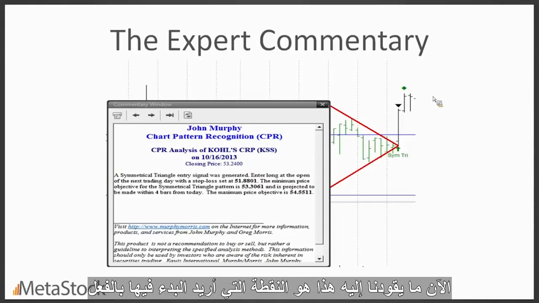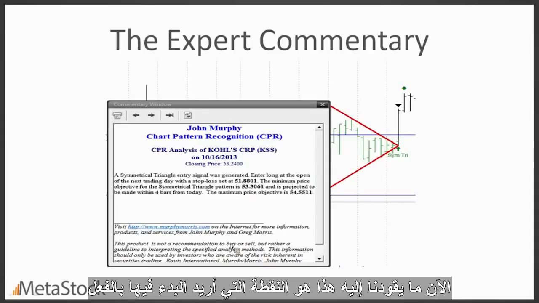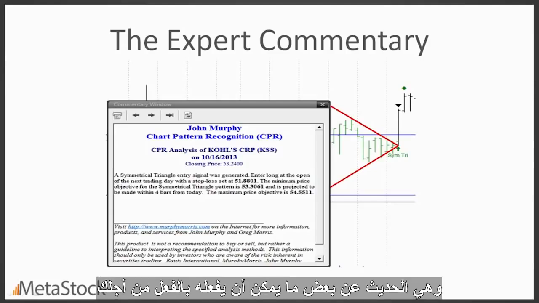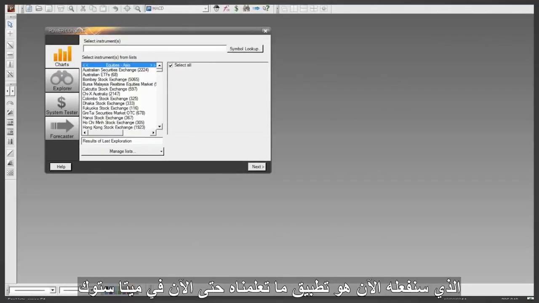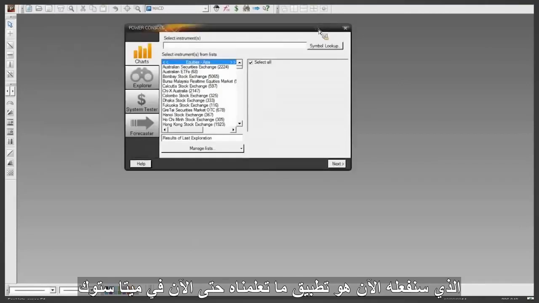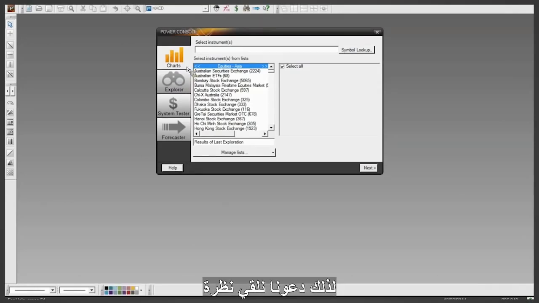Now, what this brings us to is the point in which I want to actually start getting into some of what it can actually do for you. So let's take a look at Metastock. So what we're going to do is start applying what we've learned so far to Metastock, but I want to be able to visually see it without just the screenshots. So let's take a look.